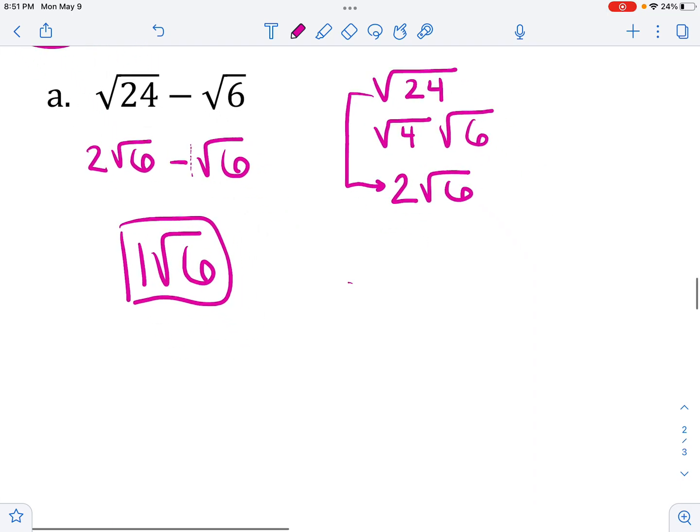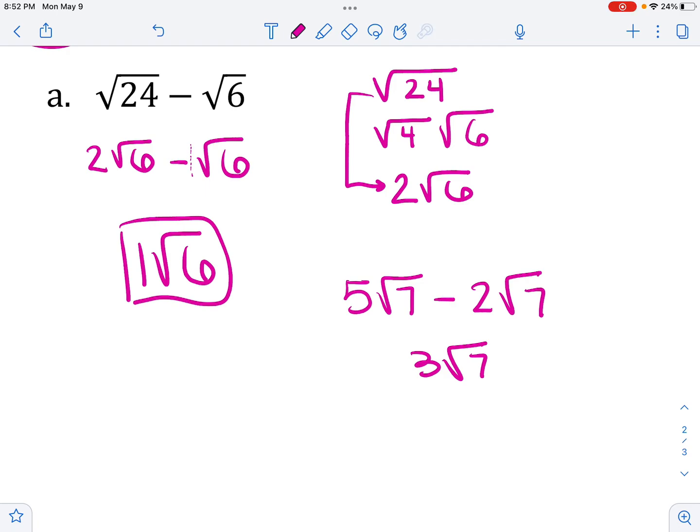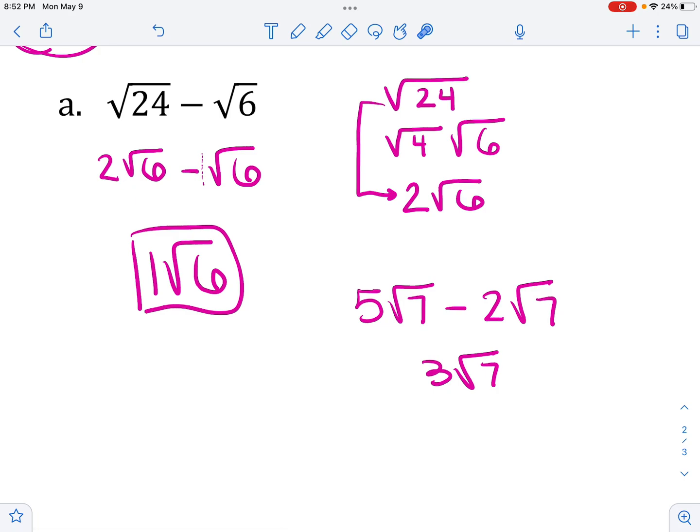So it's the same thing as this, like 5 root 7 minus 2 root 7 would be 3 root 7. If you have 5 root 7s and you take 2 of them away, you just worry about the front number being subtracted and you leave the root part alone. So 2 root 6 minus 1 root 6, that's where I got this 1 from. But again, that 1 doesn't need to be there.